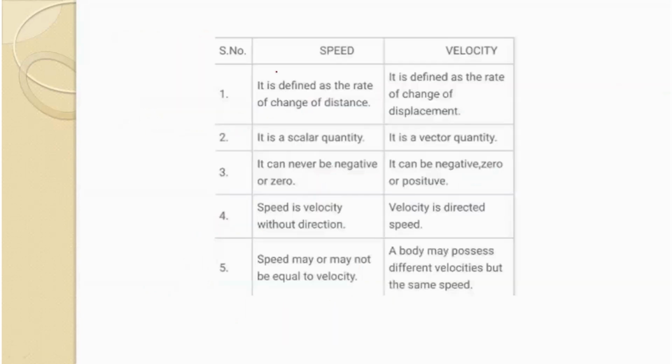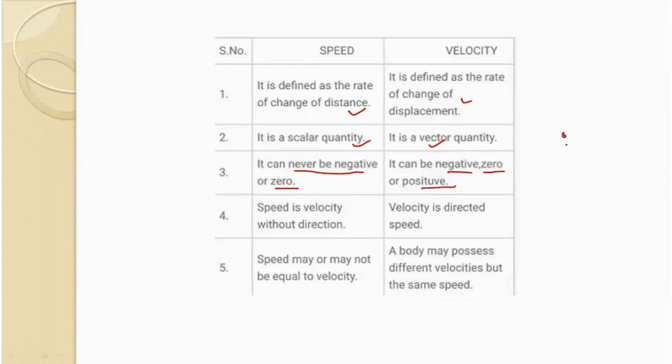So let's see the differences. The definition we have seen: speed is a scalar quantity, whereas velocity is a vector quantity. Speed can never be negative or zero if there is a motion, because the distance cannot be negative. But if we talk about the velocity, it can be negative, zero and positive.